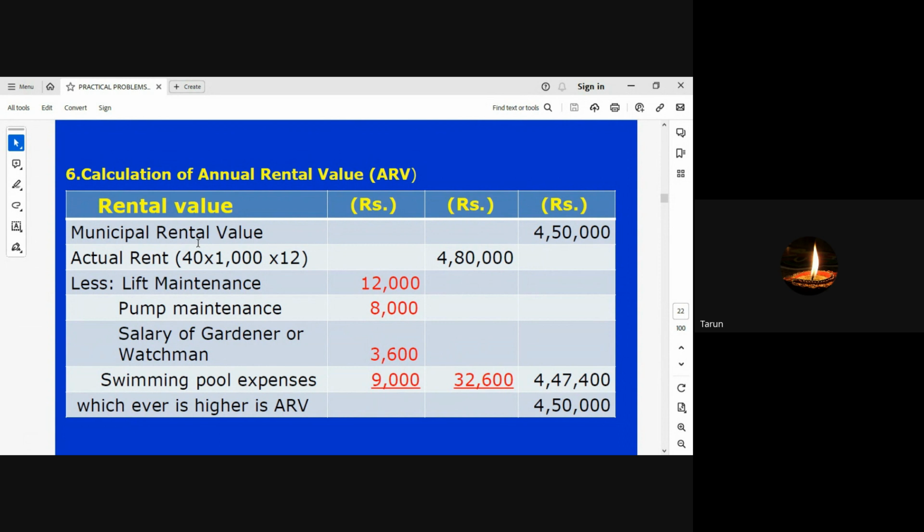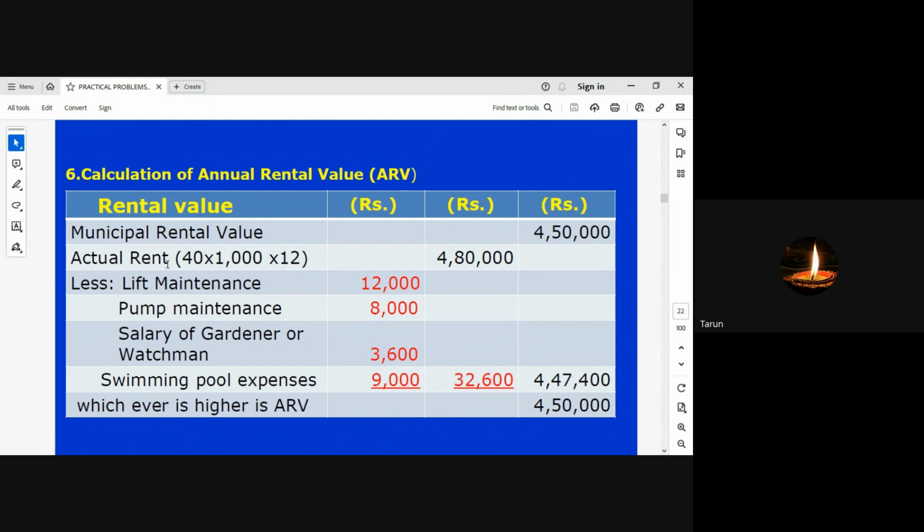Because the actual rent is the real rent. As I already told you, you need to find the actual real rent and compare with it, but there are no other items given to compare. So you can directly use those terms in the question to find out the annual rental value or gross annual value. So municipal rental value is 4,50,000.